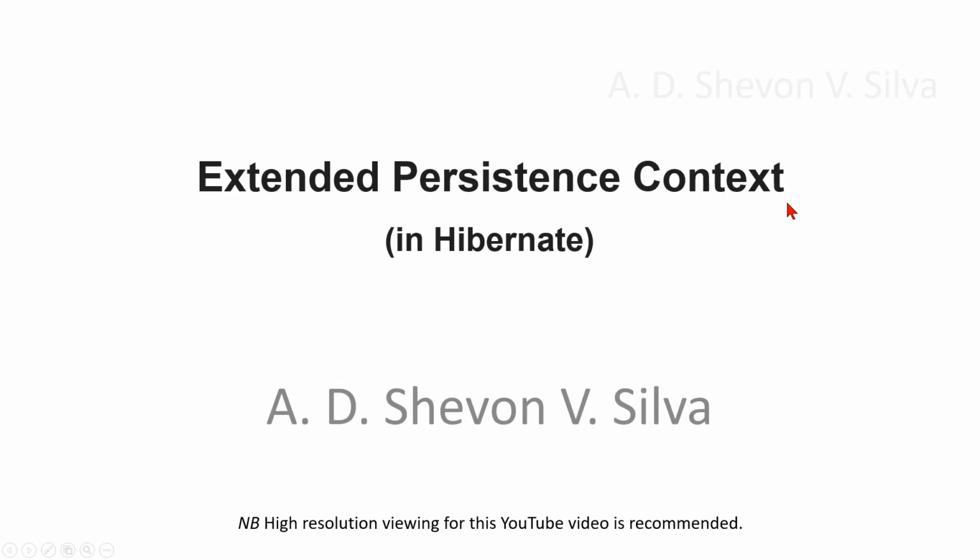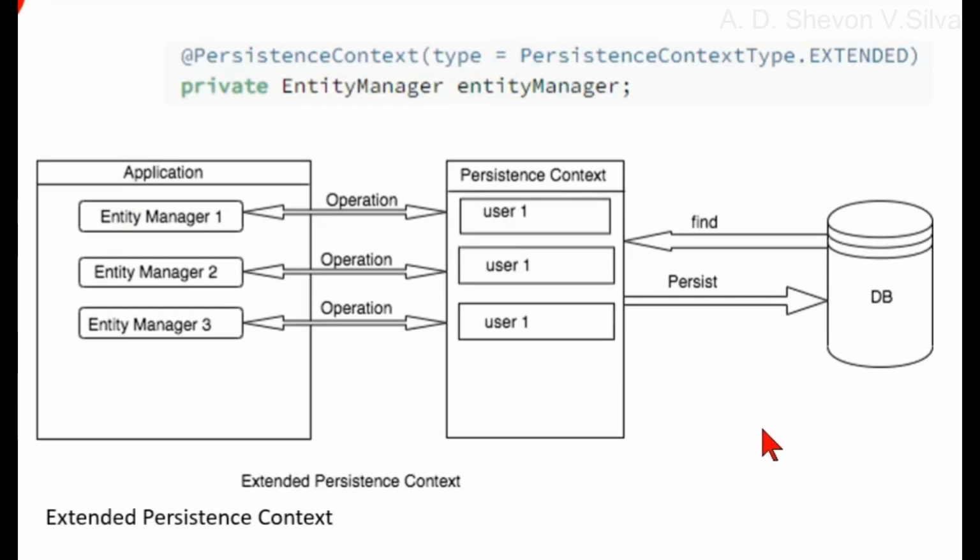Extended persistence context in Hibernate. Now we are considering extended scope persistent context. Here you can see extended persistent context. As extended persistent context can span across multiple transactions, we can persist the entity without the transaction but cannot flush it without the transaction.